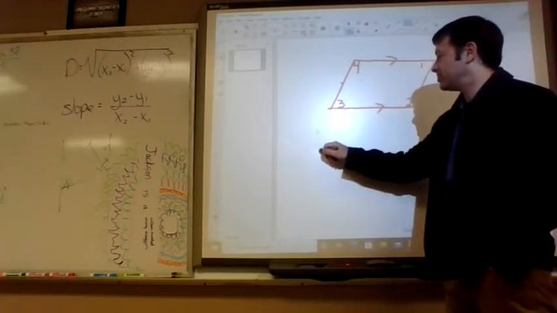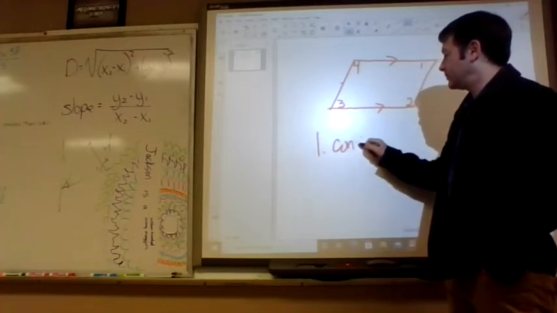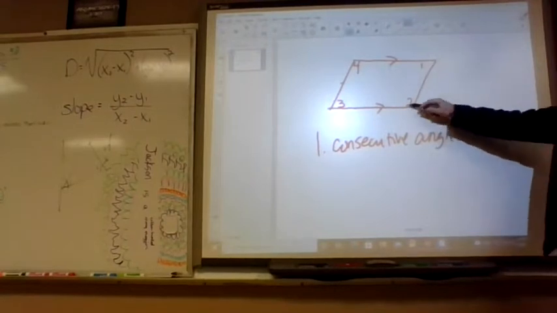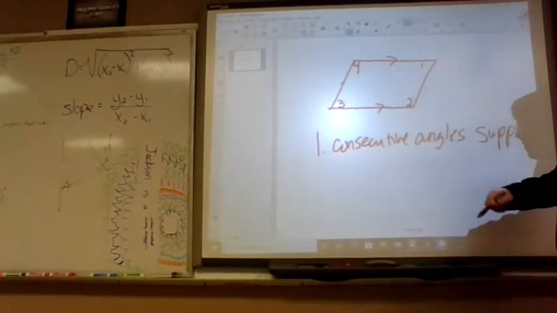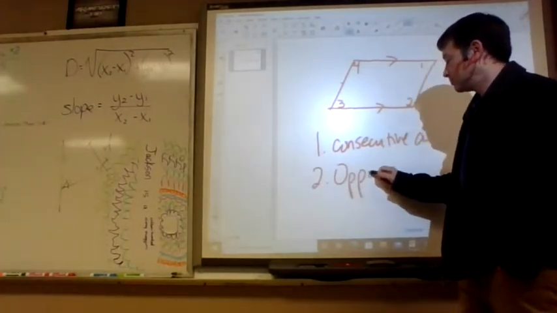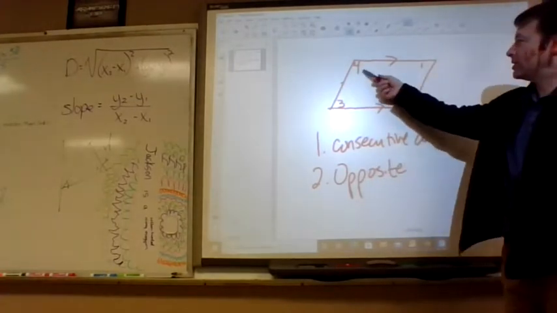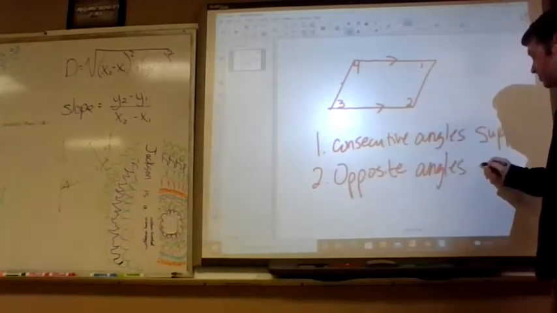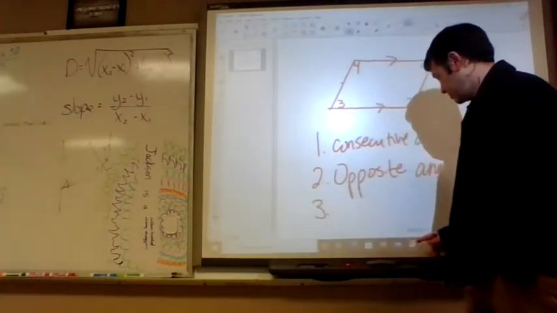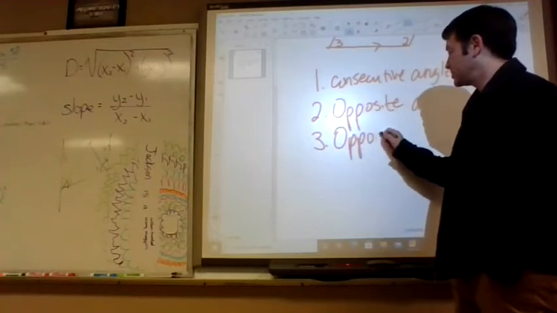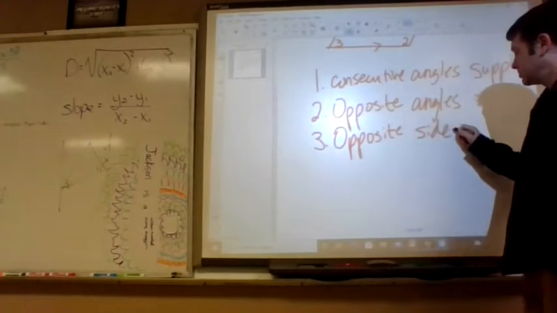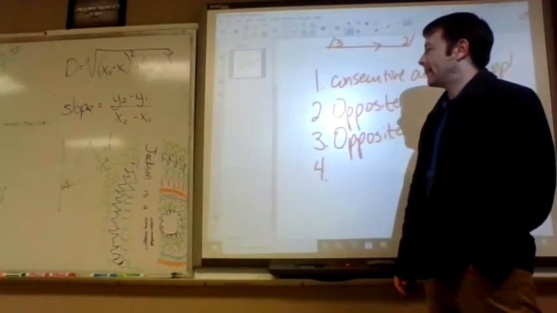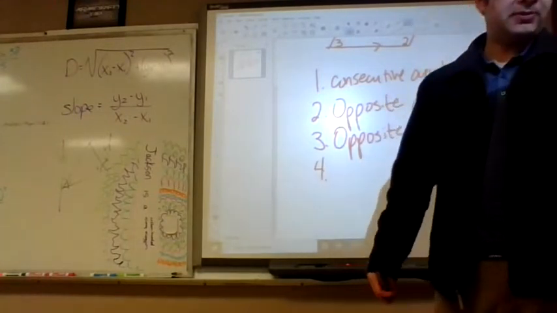Okay. I should probably list all these out. Consecutive angles are what? Supplementary. Opposite angles are what? Congruent. You can tell this by looking really. These two are obviously not the same. This is obtuse, this is acute. Opposite angles, congruent. What did I say about the sides? Opposite sides, congruent. I could say opposite sides are parallel, but that's kind of the definition of parallelogram.